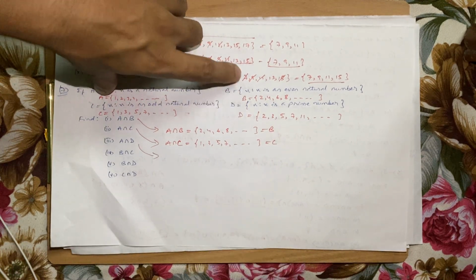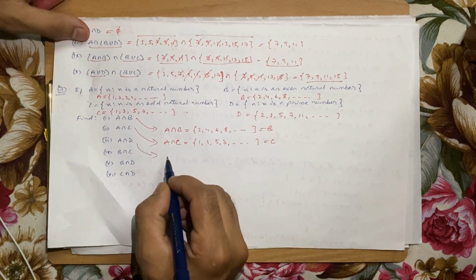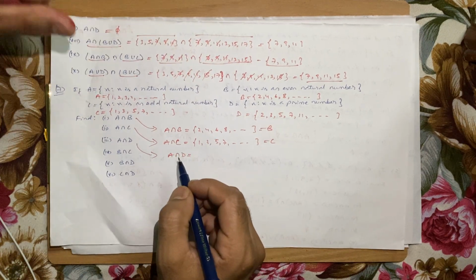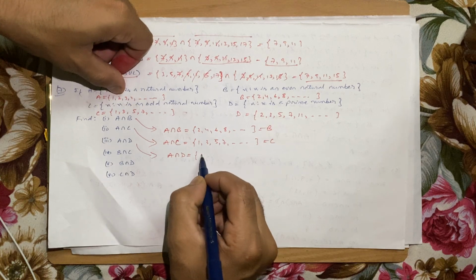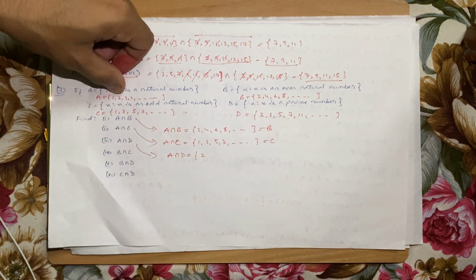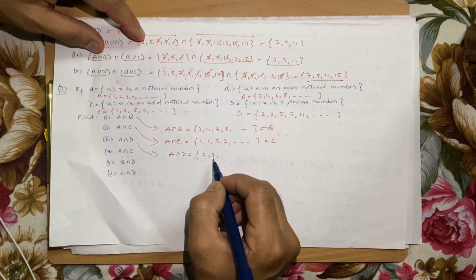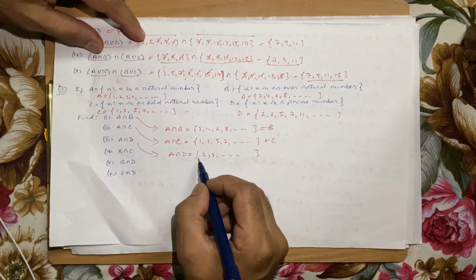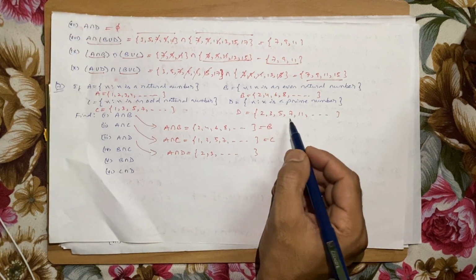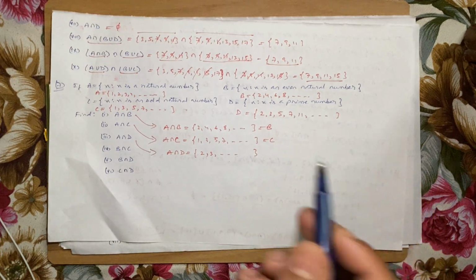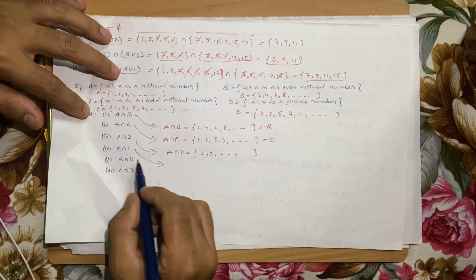Now A intersection D, A and D. Is there anything common between A and D? Yes, okay? So A intersection D will be what? The first common thing is 2, okay? 2 is a prime number, 2 is also a natural number, okay? Then the next is 3, okay, and so on. You can just leave it in this way, 2, 3 and so on, because this set you don't need to keep on writing, okay?